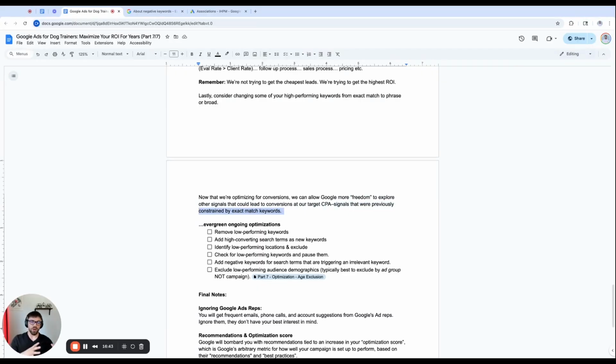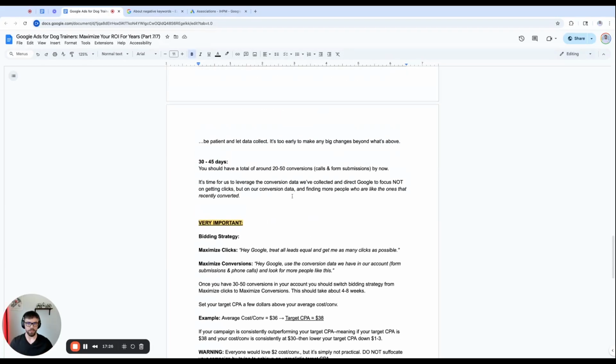So now with our conversion data, Google can work from that data and go find more people who are like that, and we're giving Google more freedom by adding in broad match and phrase match keywords. We're giving Google more freedom to explore and find others who are like those that have converted in the past, whereas before we couldn't do that because we were constrained by only using things like exact match keywords.